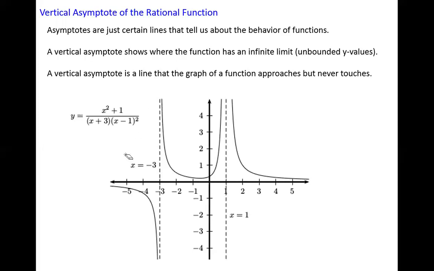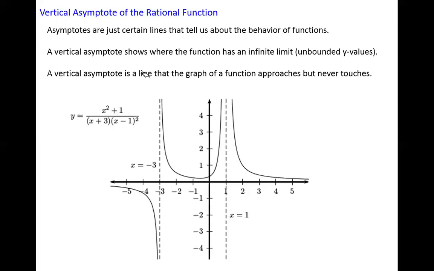Positive direction, positive infinity; negative direction, on the left-hand side at -3, negative infinity. And on both sides at 1, we do have positive infinity. That means, based on the graph, we may notice right away the vertical lines, which are the vertical asymptotes.